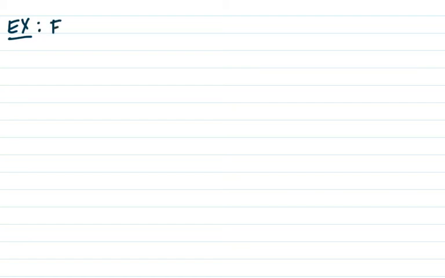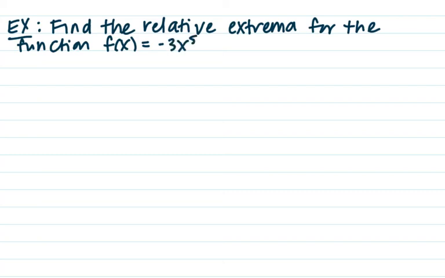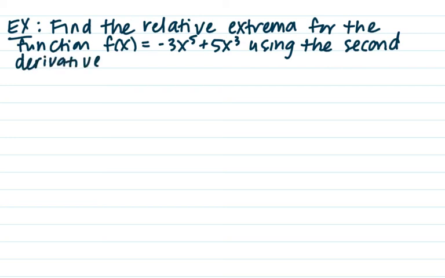Okay, so find the relative extrema for the function f of x equals negative 3x to the 5th plus 5x cubed using the second derivative test. Okay, so let's find the derivative first. So the first derivative would be negative 15x to the fourth plus 15x squared.